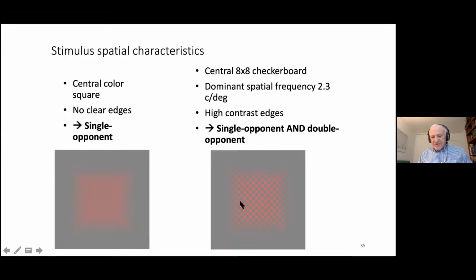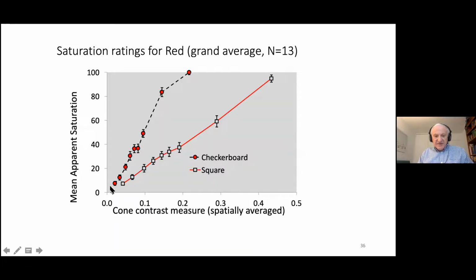So if you average the checkerboard over space, the actual cone catch would be the same here as here. But here it's gathered into a fairly fine spatial frequency checkerboard. And the question is, if we compare these kinds of patterns, which looks more colorful? And the answer is very clear that the checkerboard is much more colorful. They're equated for space averaged cone activation, which is the horizontal axis. And for a given space averaged cone activation, the apparent saturation of the checkerboards is much greater than the square.